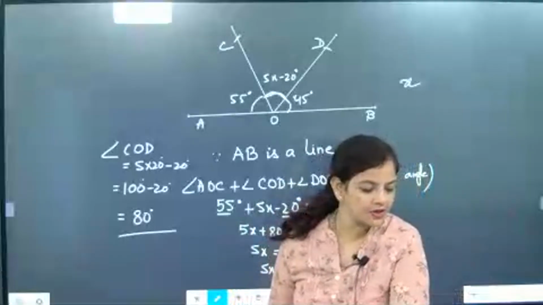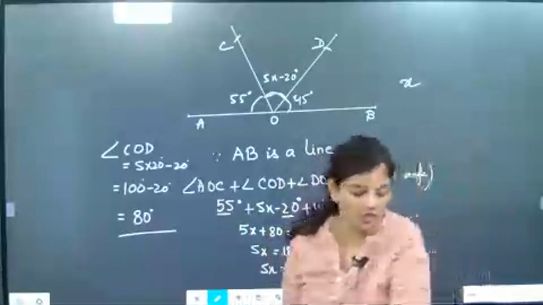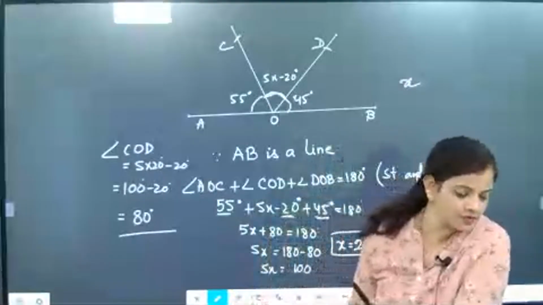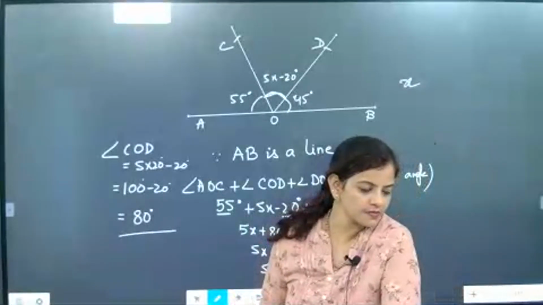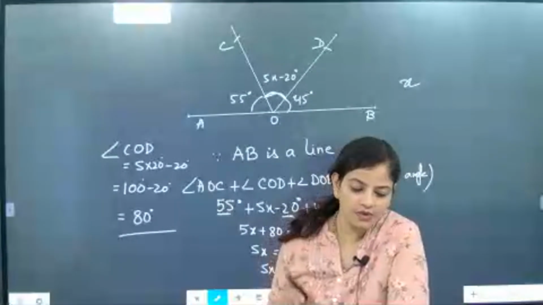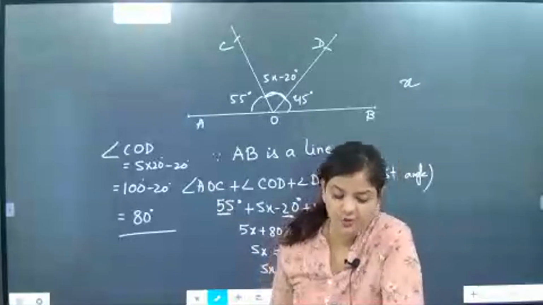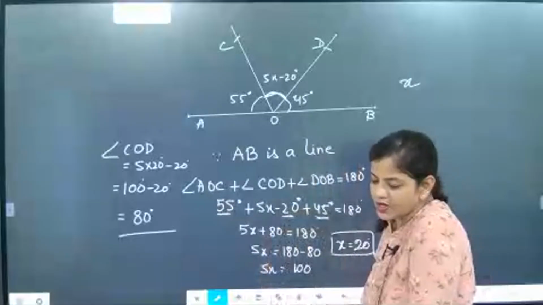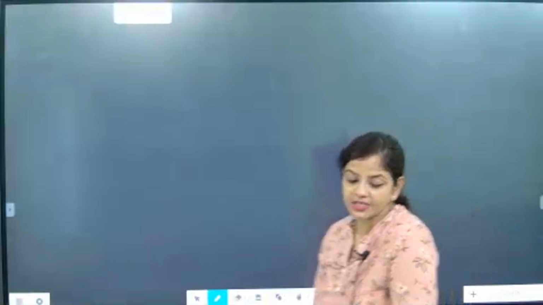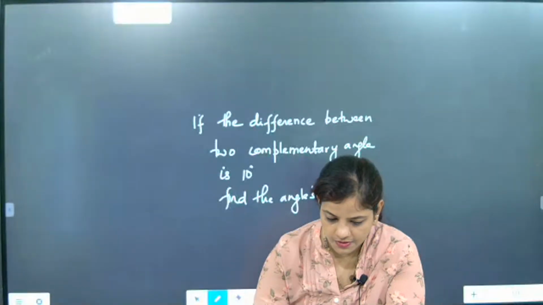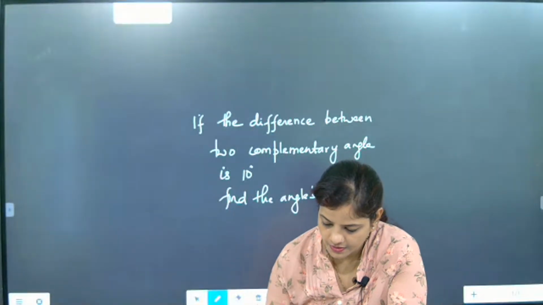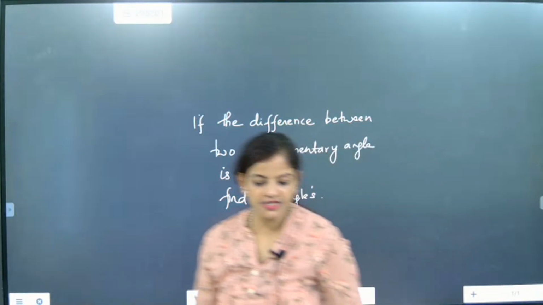Ready, beta? Ready for the next question. Easiest question I am giving you. If the difference between, write it. Yes, you are correct. Yes. That is beta, COD angle. Come on, children, say the answer, please.